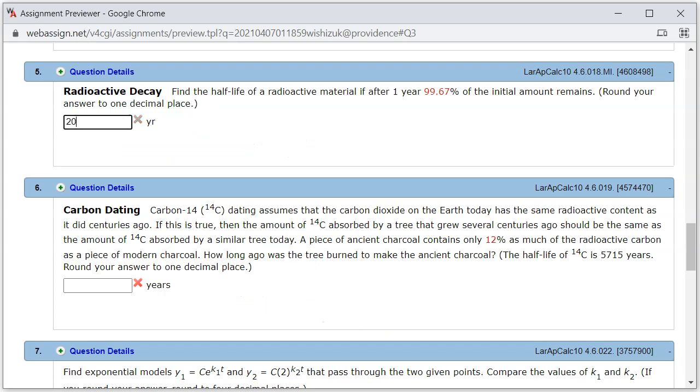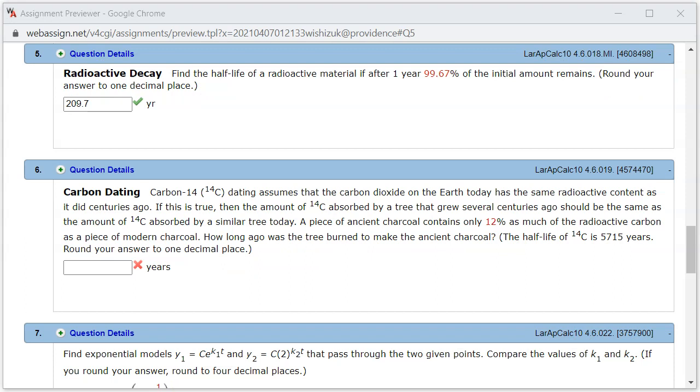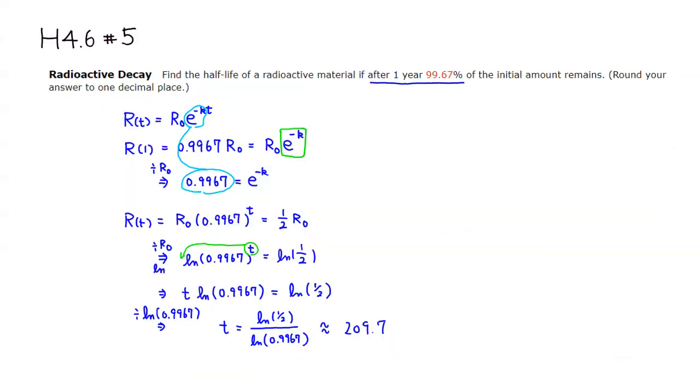Let's type it in: 209.7 years. Let's check the answer. I came back and it looks like we got this one correctly. That's it. I hope that this was clear.